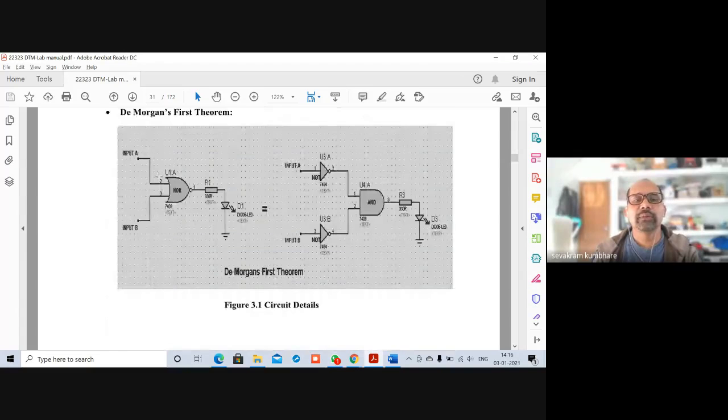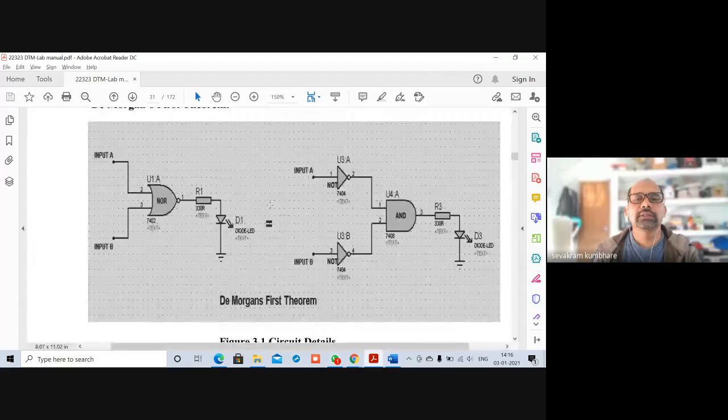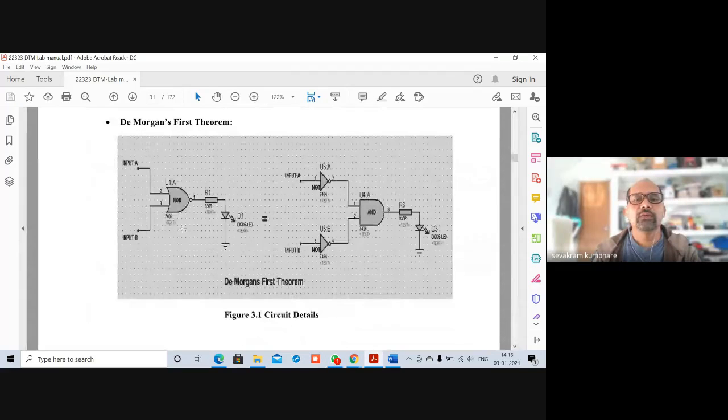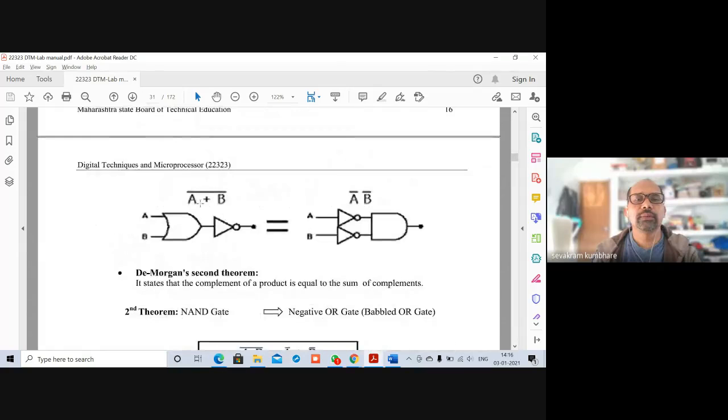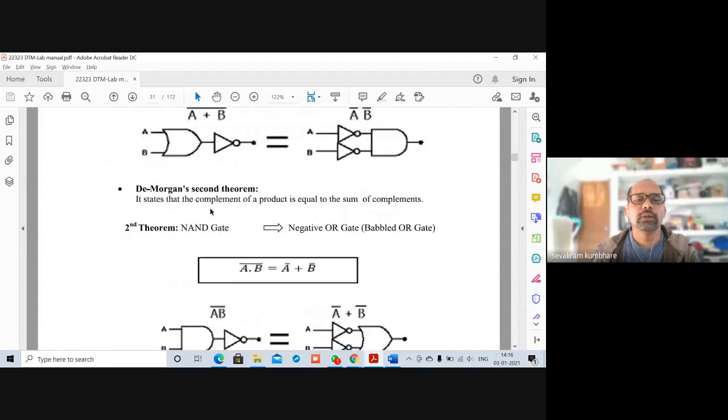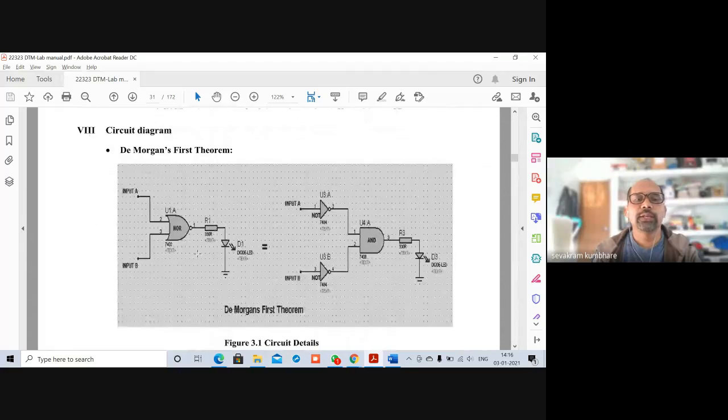Now these things we are going to implement. So the first theorem can be implemented like this. All of you can see this diagram. So we are going to verify this. If you observe, input A and input B are applied to the NOR gate, which will give us the first part, which is nothing but (A + B) whole bar. Then A naught will be here, B naught will be here, and the AND of those is going to give me A bar dot B bar. Now we have to verify whether both are the same or not.